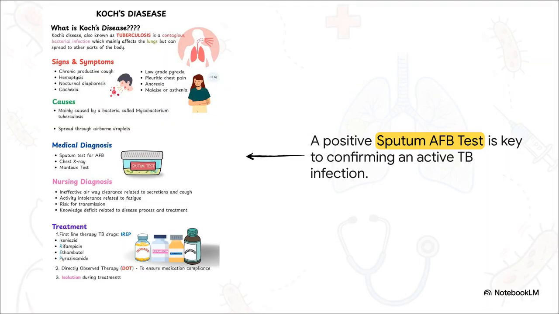Now, out of all those tests, this is the one you really have to remember. A positive sputum test for AFB is the absolute confirmation that the patient has an active and contagious infection. This is the big one. This is what tells you, okay, this person can spread it to others.